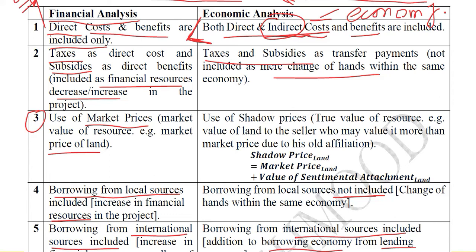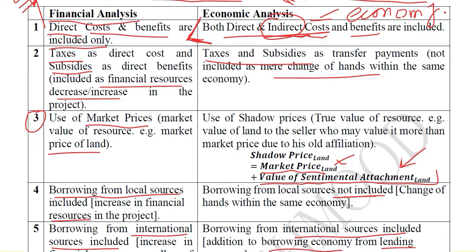So this affiliation should also be compensated by, for example, paying him a certain additional amount, by compensating the individual in some monetary way. So the shadow price, which is the name of this kind of price, is actually that price in which we consider the market price. Here we are talking about the land, but we also try to include the other factors that are usually overlooked by the accounting approach. For instance, here the value of the sentimental attachment of the individual is also to be considered.